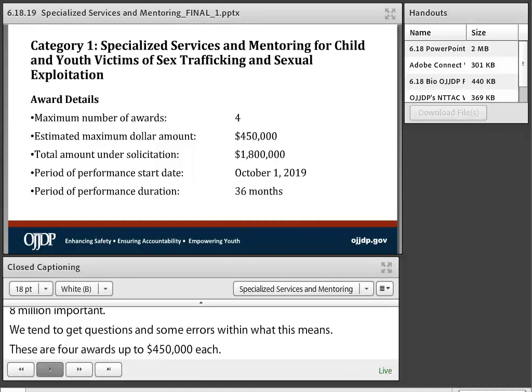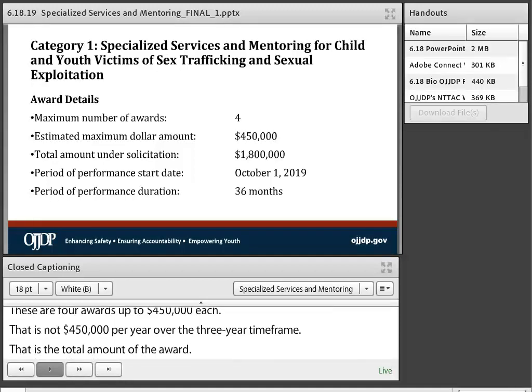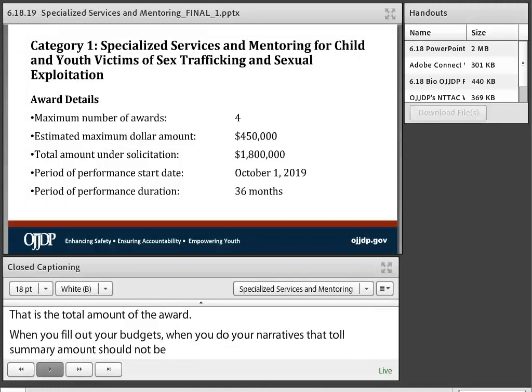So when you fill out your budgets, when you do your budget narratives in the summary sheet, that total summary amount should not be more than $450,000 across those 3 years. And this award would begin October 1st, and again, it is a 36-month time frame.